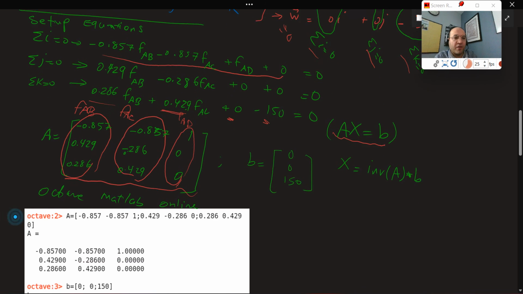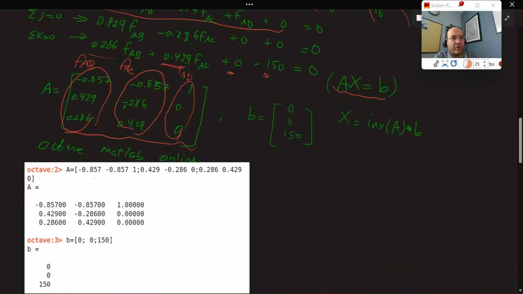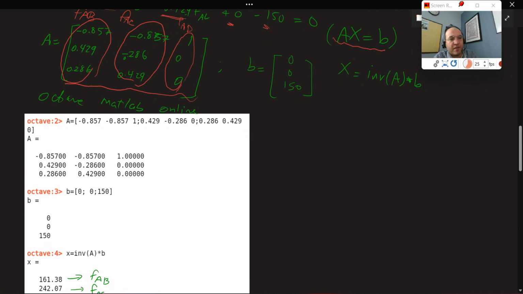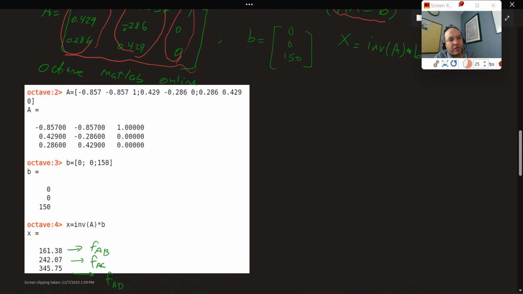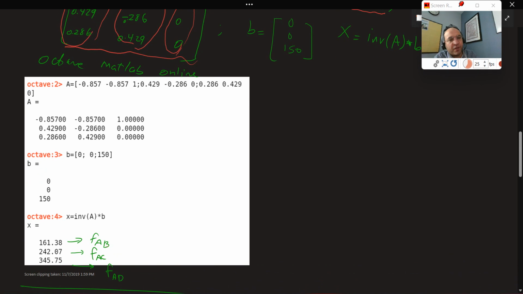Now we move on to Octave Online. We're going to put A is equal to this, B is equal to this, and then X is equal to inverse A times B. You can actually put A backslash B as well. It gives you the same result. And then once I got my result, I know the first one is for FAB, the second one is for FAC, and the last one is for FAD.